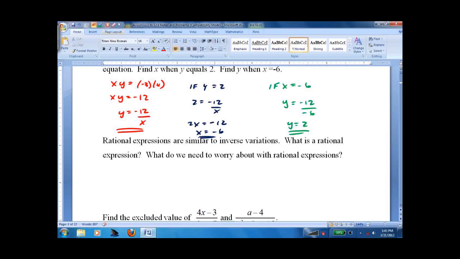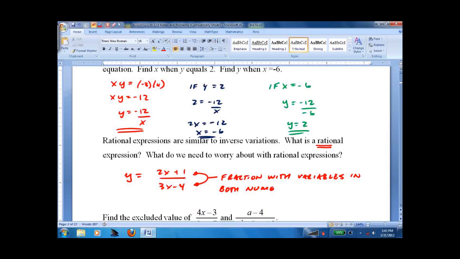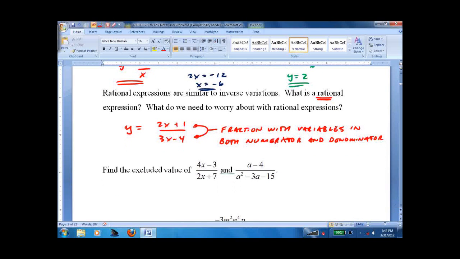Now, this moves into the next lesson, actually, which we'll lump together. What's a rational expression? What's the first 5 letters? Ratio. So that's a y equals 2x plus 1 over 3x minus 4, whatever. So it's a fraction with variables in both the numerator and denominator. We just showed you what the graph of one of these will look like, and that one would actually plot out somewhat similar, although the asymptotes would be moved around.